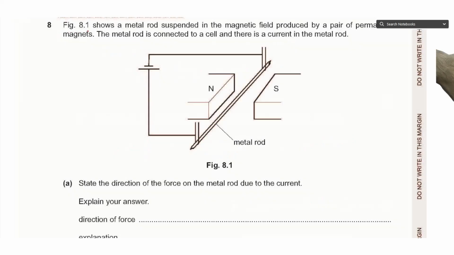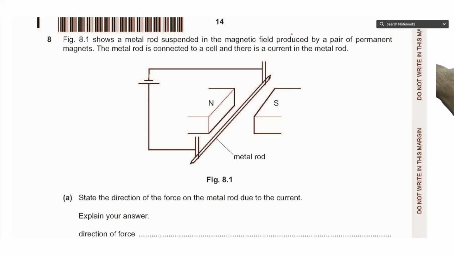Question 8 says, figure 8.1 shows a metal rod suspended in the magnetic field produced by a pair of permanent magnets.